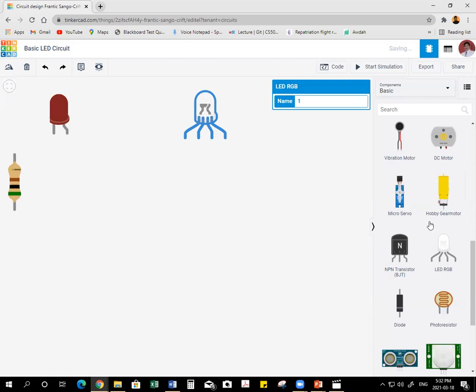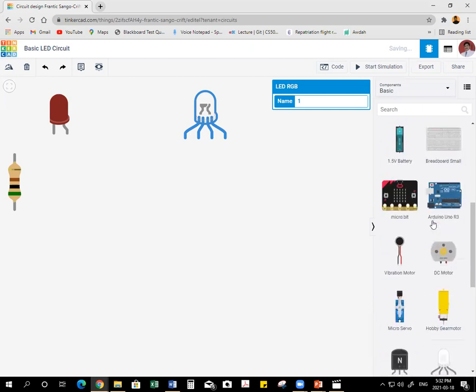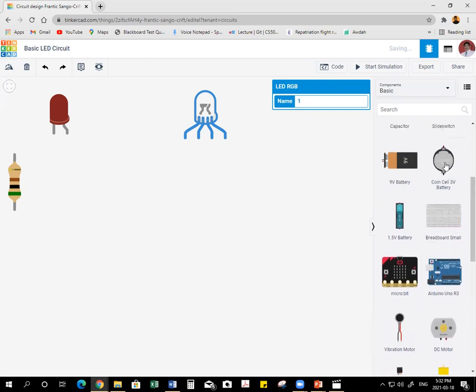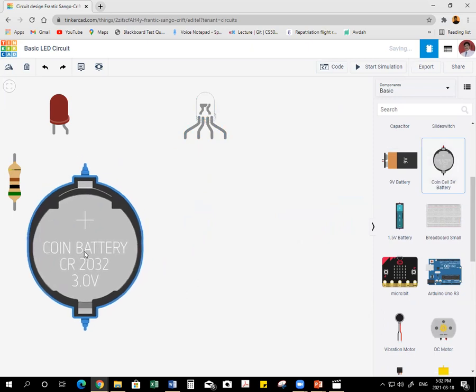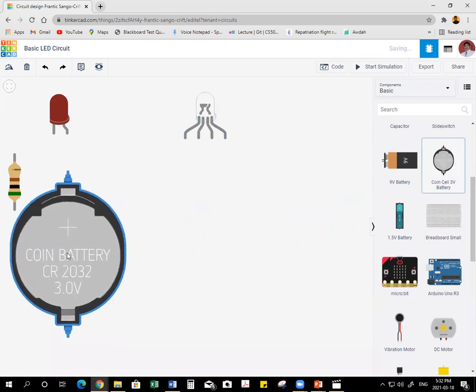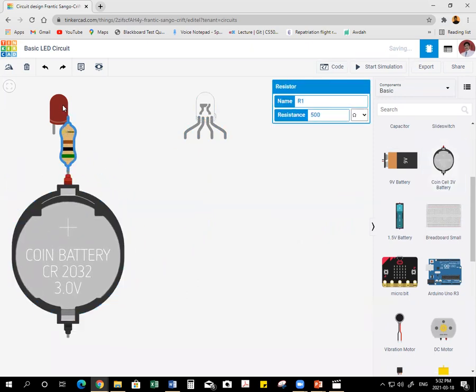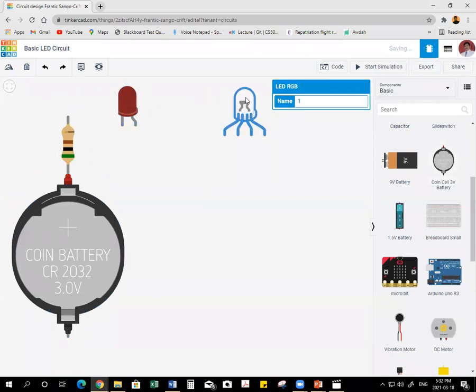So now what I need next: I will not take the 9 volts battery. Now a different type of battery will connect. Let's take a 3 volts battery. Just take it. Now connect this here. Okay, LED will go up here and RGB here.